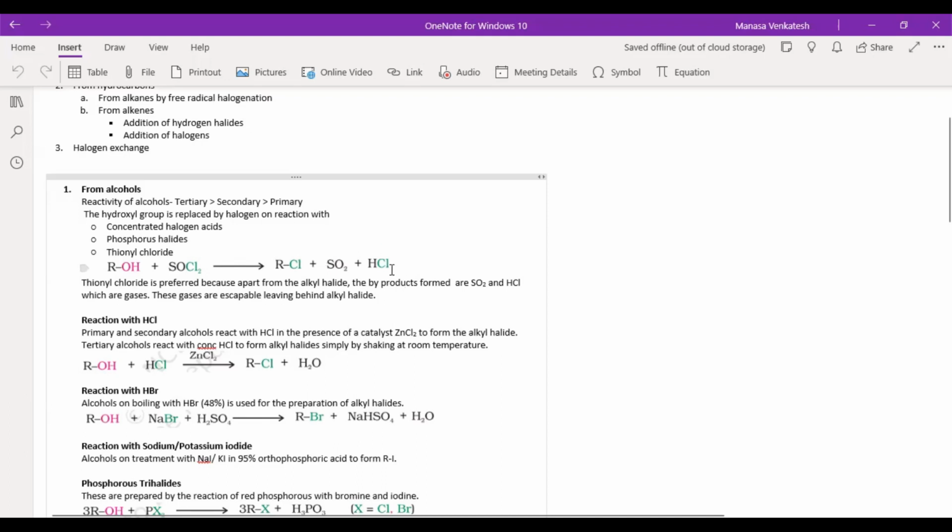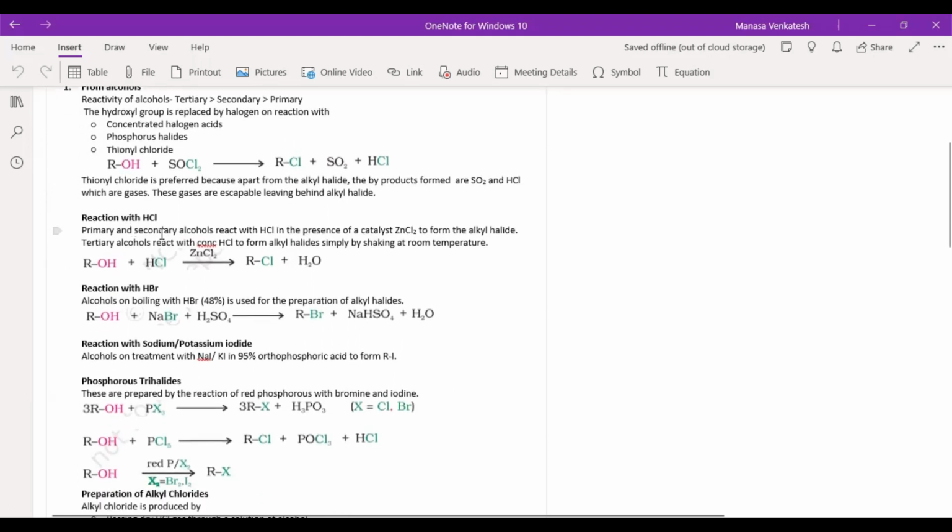And we have various methods of preparation, which you probably would have learned in grade 11. So to avoid all of that, here in this case, you have sulfur dioxide and hydrogen chloride leaving as gases. And because they leave as gases, they make it very easy for the separation of the alkyl halide.